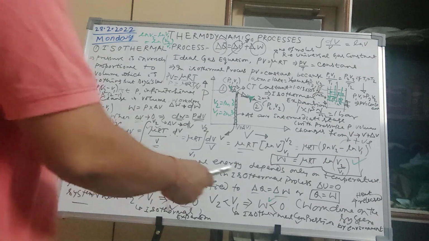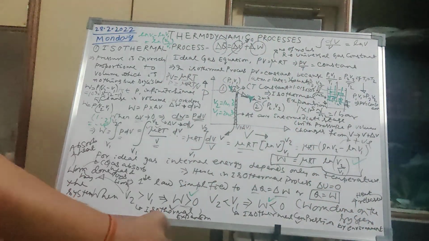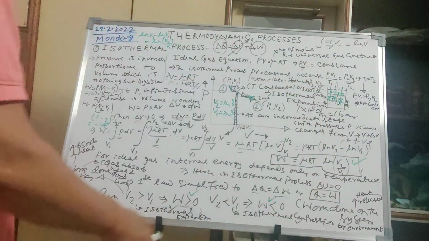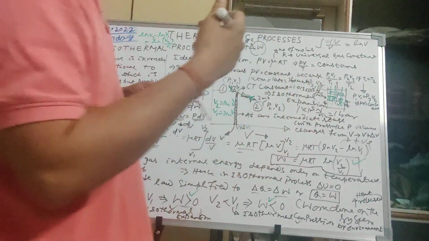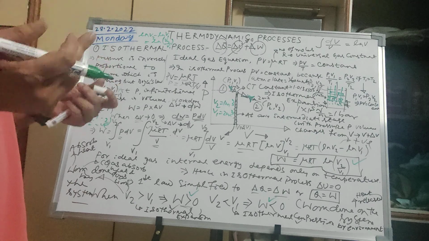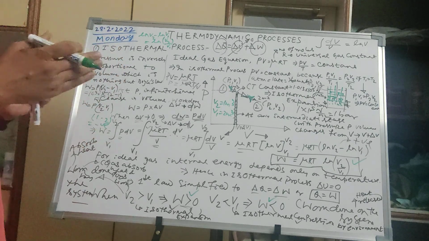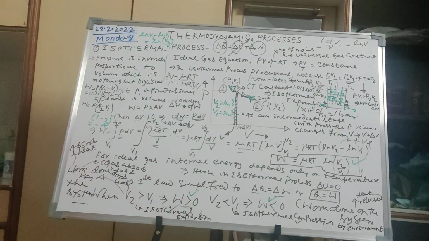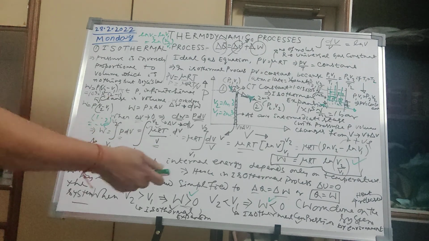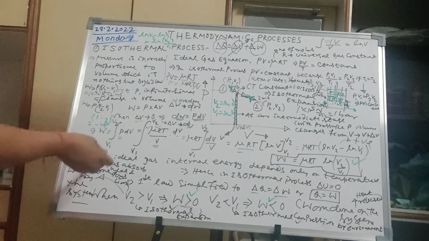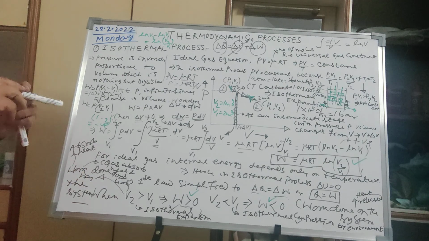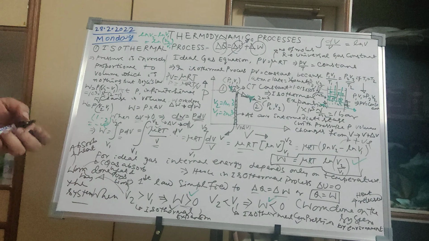When work is done on the system by the environment, it is getting compressed. When it is getting compressed, it has a tendency to increase the temperature. When you are compressing the gas, the temperature will increase, so at that time you have to release the heat. So in compression you release the heat, whereas in expansion you absorb the heat. That's the difference between isothermal expansion and isothermal compression.